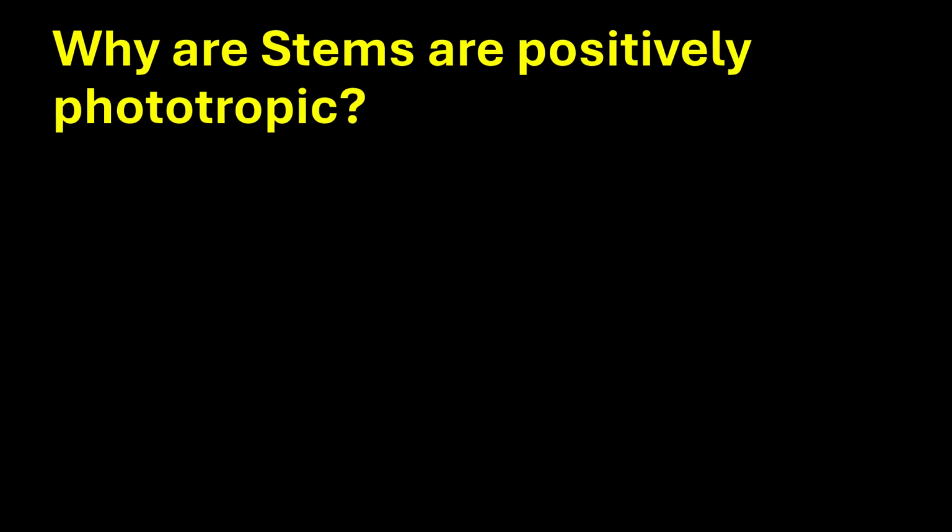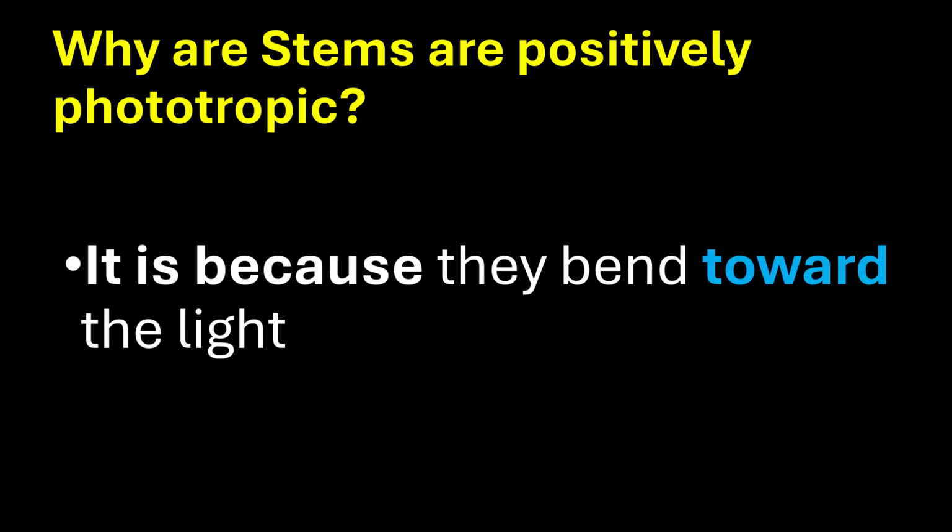Now let's look at the following. Why are stems positively phototropic? The answer is because they bend towards the light. So if they bend towards light, we say they are positively phototropic.